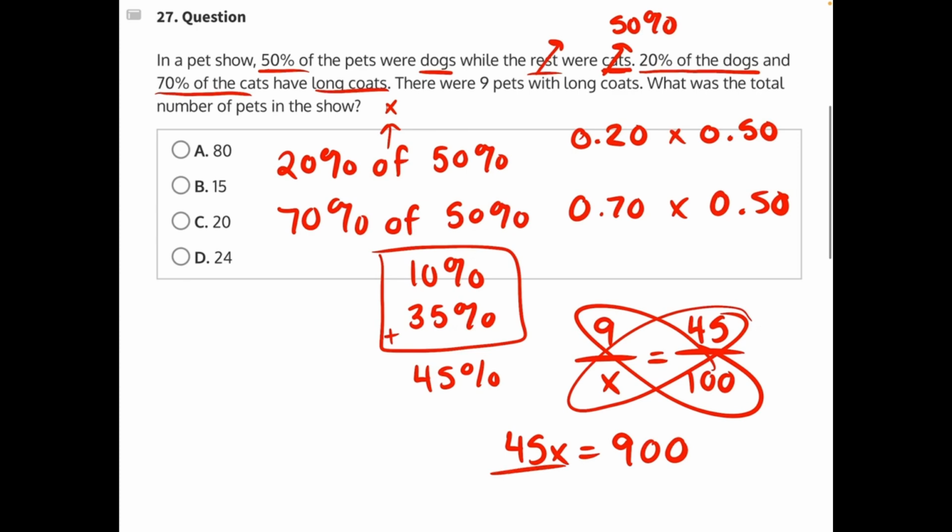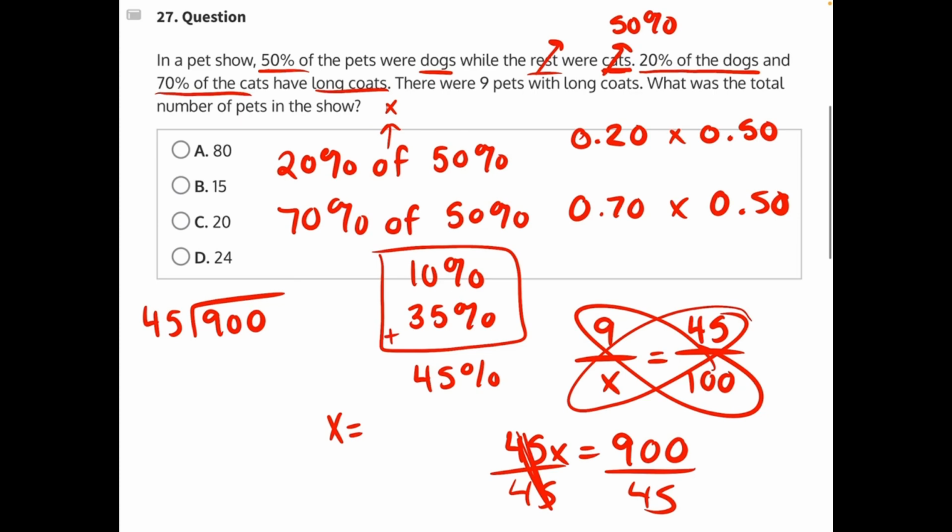Then we do opposite operations. We divide both sides by 45. These 45s will cancel, leaving us with x equals 900 divided by 45. How many times can 45 go into 900? 45 can go into 90. You could do this a couple of ways.